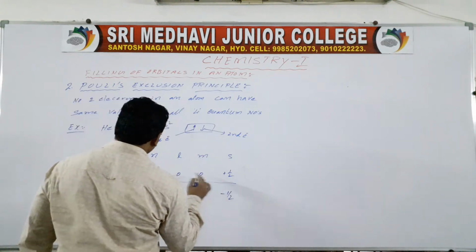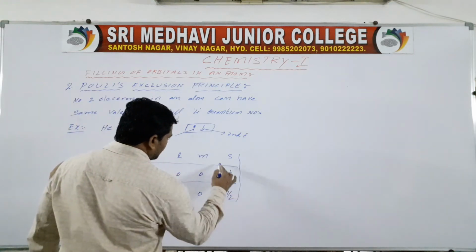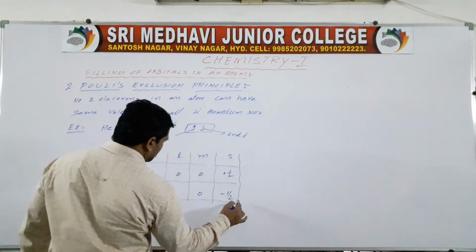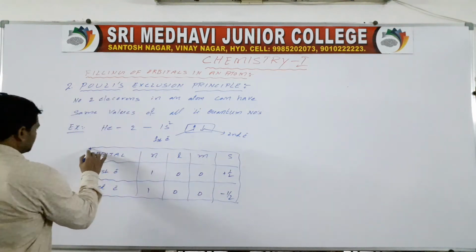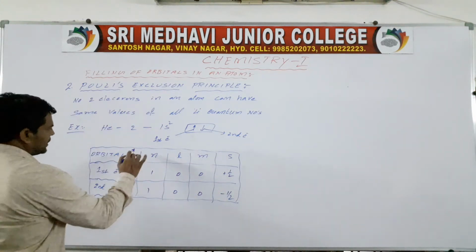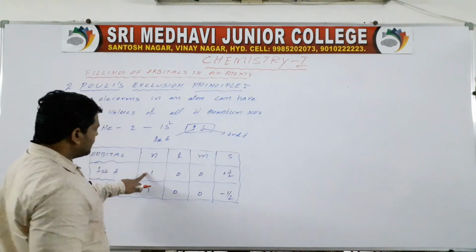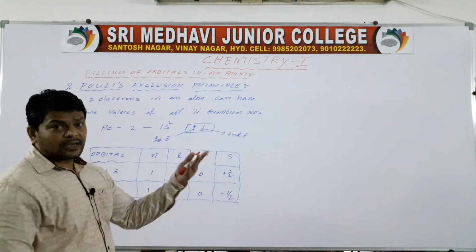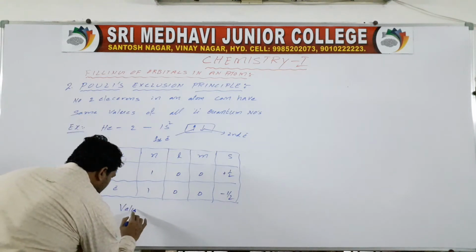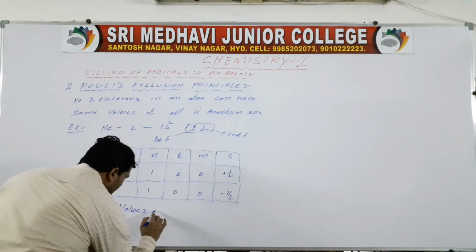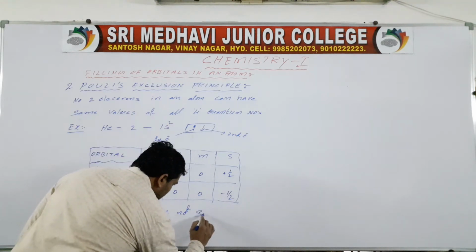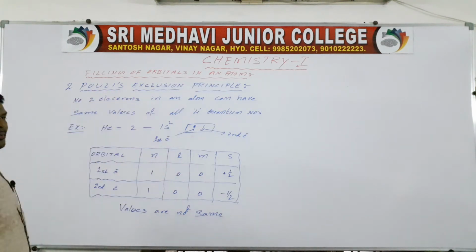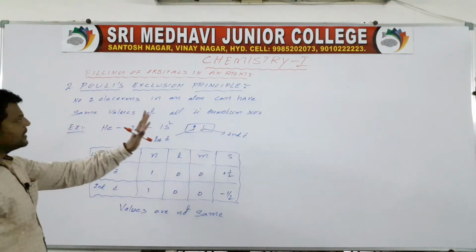See here, if you look at all the four quantum numbers of the two electrons of helium, they are not the same. 1, 1, 0, 0, 0, 0, it is a plus half, it is a minus half. So the values are not the same. This is Pauli's exclusion principle. Understand?